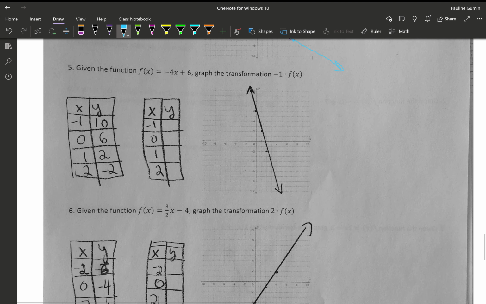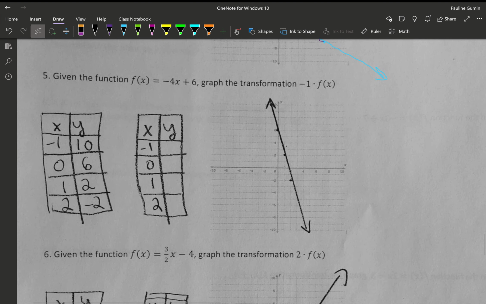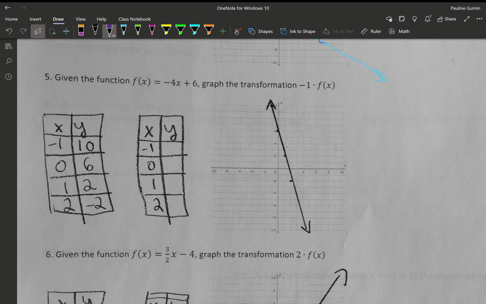Given the function f of x equals negative 4x plus 6, graph this transformation. All right, so transformation tells us to multiply by negative 1. So I'm going to take every single one of my y coordinates and multiply by negative 1. 10 times negative 1 is negative 10. 6 times negative 1 is negative 6. 2 times negative 1 is negative 2. And negative 2 times negative 1 is positive 2.